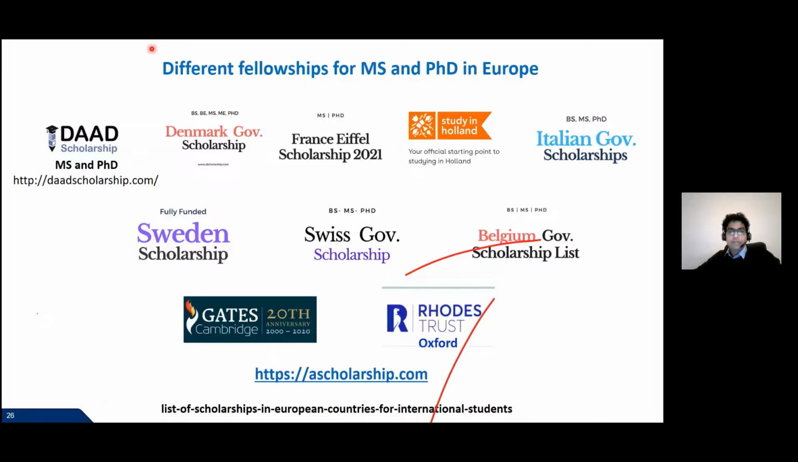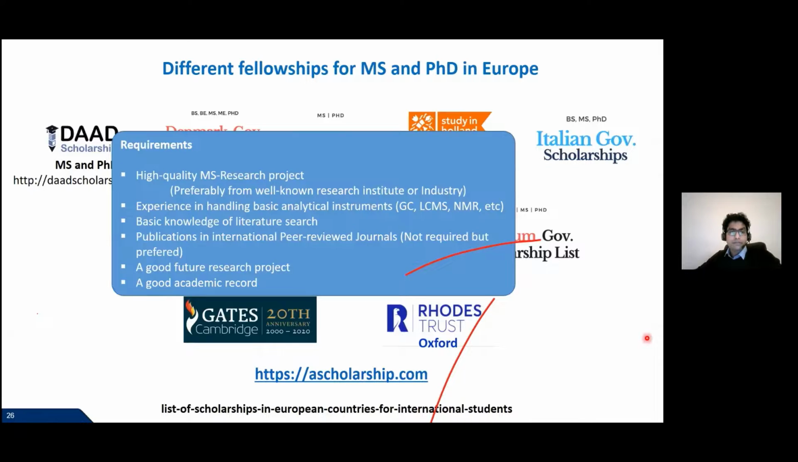But before going to that, I would also like to tell you what they are looking for, right? Because not everyone can get this kind of fellowship. So what are the requirements? The most important requirement is that they need someone who has knowledge of research projects, who has a high quality research project in MSc, preferably from a well-known research institute or industry.